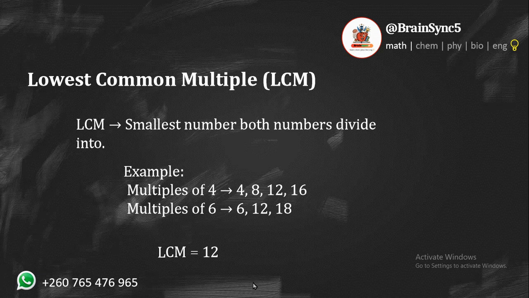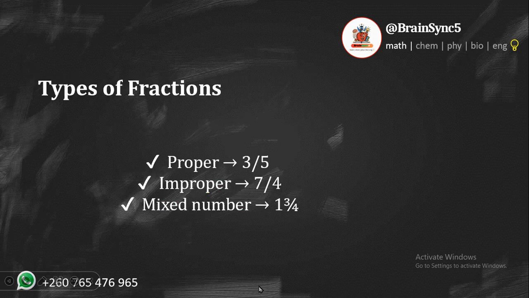So now that we've covered the multiples and the factors, let's look at fractions. Fractions normally look like 3 over 5, 7 over 4, and so on. These are the different types of fractions. We have a proper fraction, an improper fraction, and a mixed fraction. A mixed fraction is one with a whole number and a fraction. An improper fraction is one with a big number on top and a small number below.